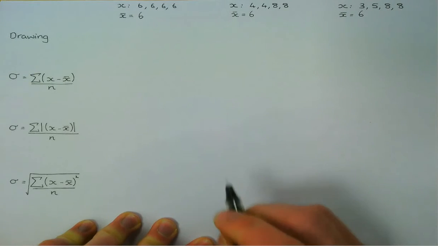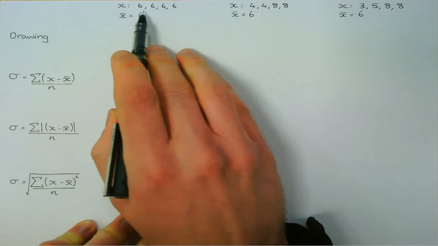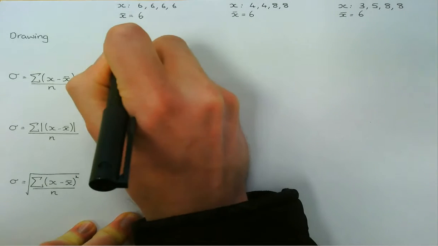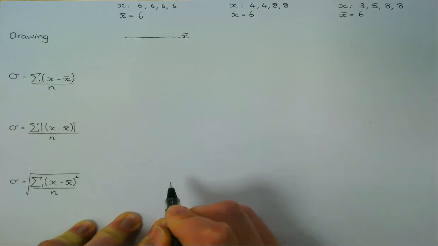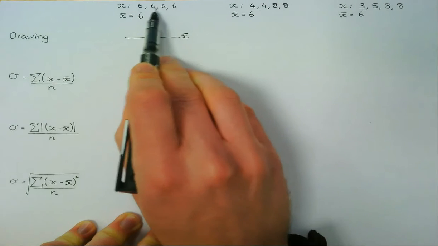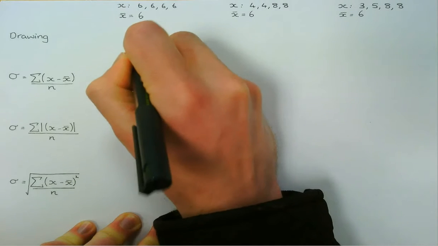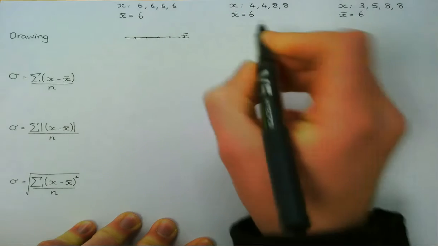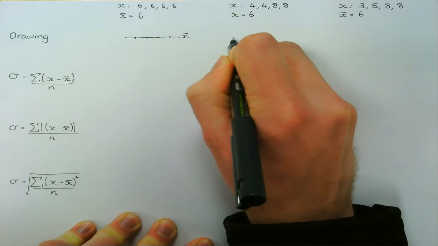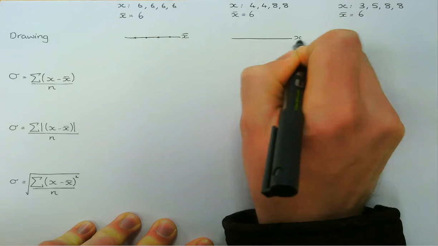Now, what's interesting to do here is actually to try and draw this data. So let's imagine I draw a line, and this line represents the mean, so the mean of 6. Because all of these data values are actually 6, if I was to plot them on a line, well, they would all be on the line. It's not very interesting. It becomes a little bit more interesting when we do this one.